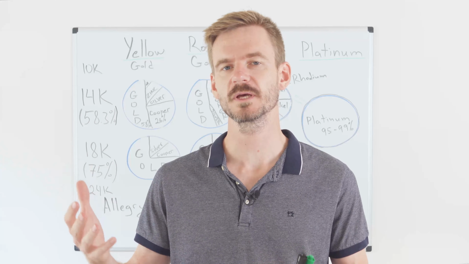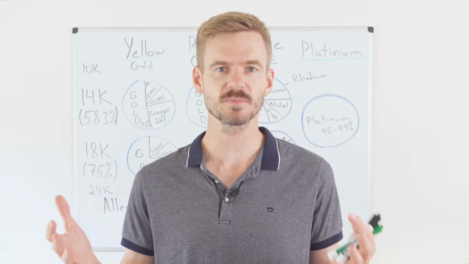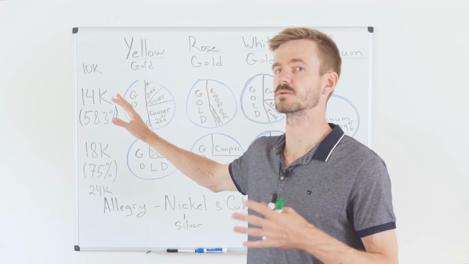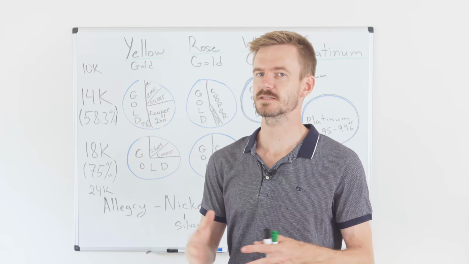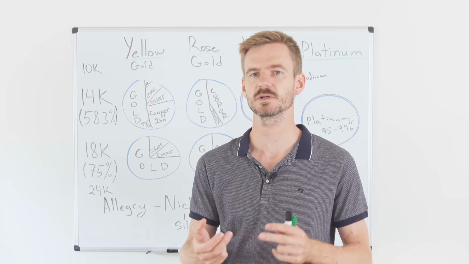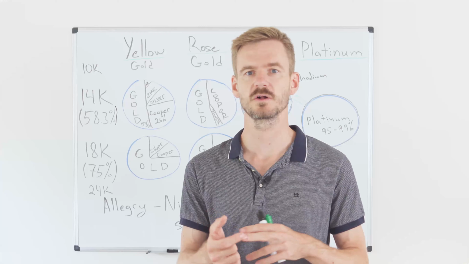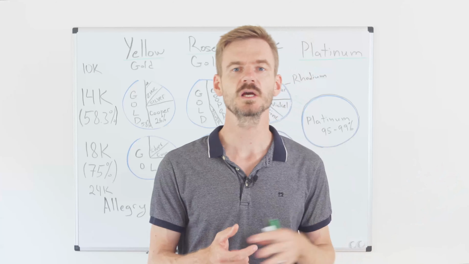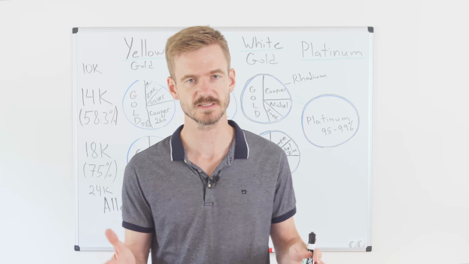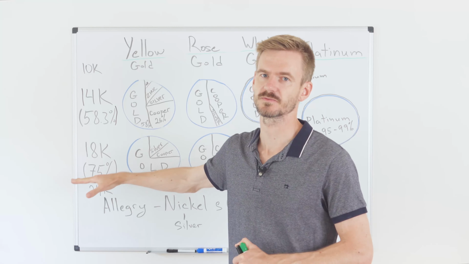And this is what metal to choose for your engagement ring. And since it's very complex and there are lots of different details, I thought it would be a great idea to put everything on the board and just go step by step. We're going to cover the different carats of gold, different colors, the difference between white gold and platinum as well, allergies and a few other things. So let's get started. First of all, let's talk about the different carats of the gold.